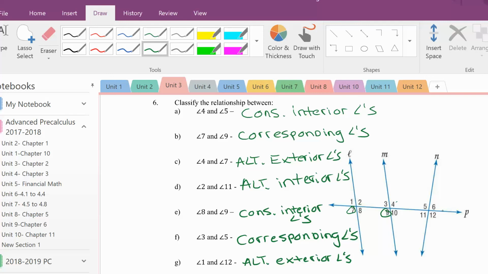6C, 4 and 7. 4 and 7, they're exterior of L and M, and they're alternate, so that makes them alternate exterior. 2 and 11, so now when you talk about 2 and 11, you're talking about line L and you're talking about line N. You can forget about M. So 2 and 11 are interior, and they're on alternate sides of the transversal P, so that makes them alternate interior. 8 and 9 are same side or consecutive interior. 3 and 5 are corresponding, and 1 and 12 are alternate exterior.